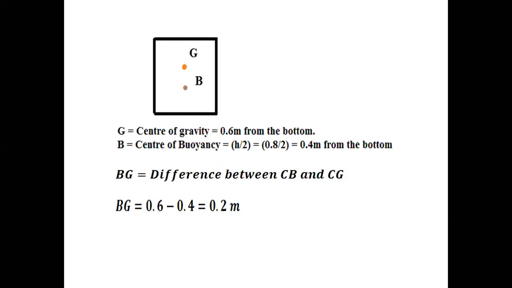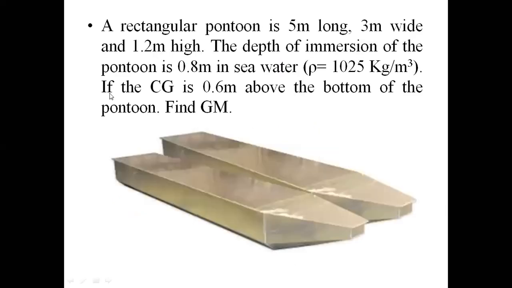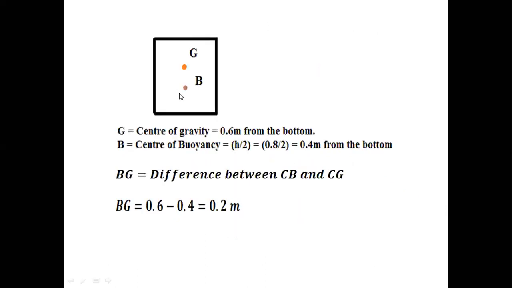The next parameter: he has already said in the problem that the CG is 0.6 meter above the bottom of the pontoon, so he has already given the center of gravity. That means in the 1.2 meter depth of the object, the CG is at 0.6 meter. And since he has given the depth of immersion, the depth of immersion is 0.8.